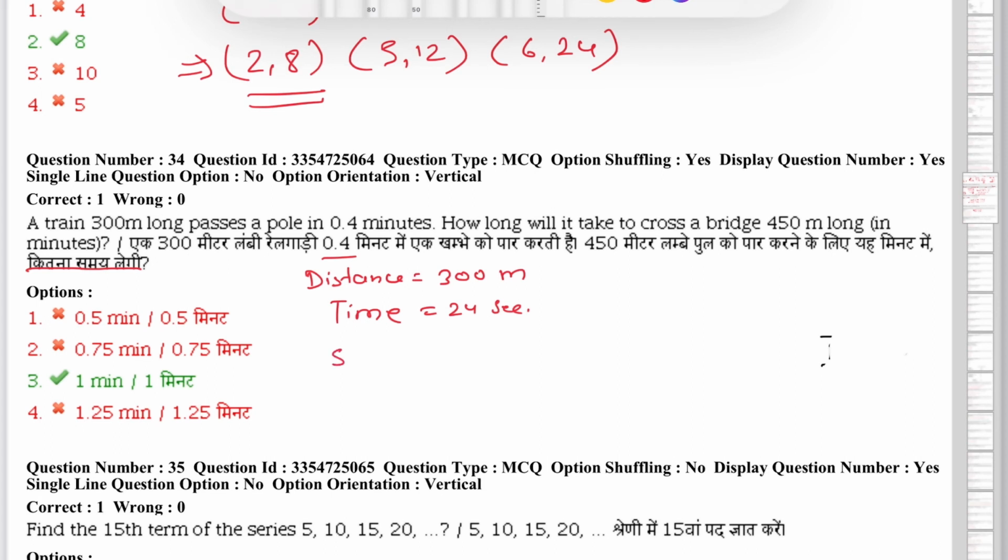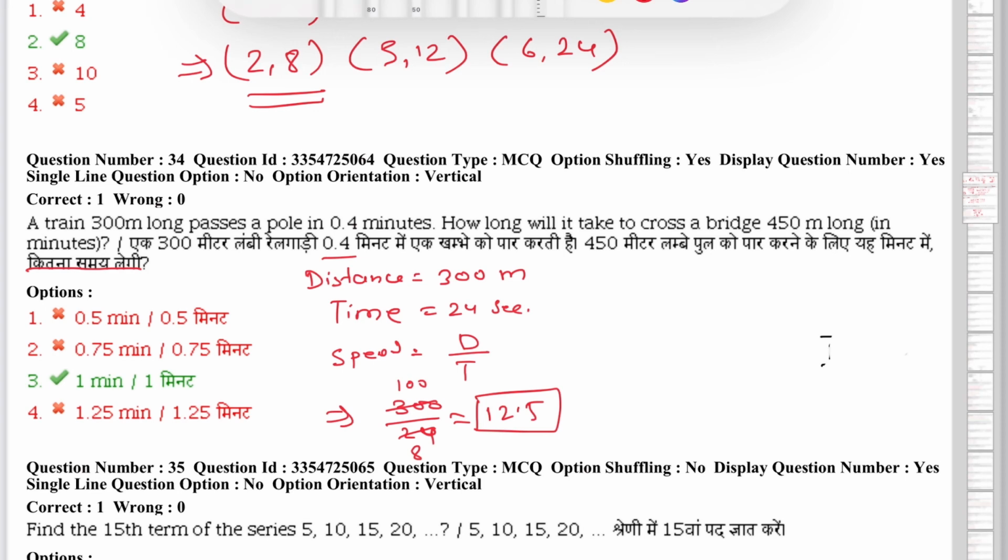Now we can find speed from these two values. Speed is equal to distance upon time. So it is 300 upon 24. This will go by 3, so 8, and it will be 12.5. You can calculate and see the answer. It will come as 12.5. Now this is not the answer.